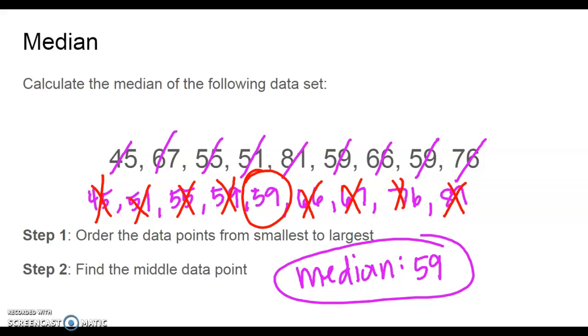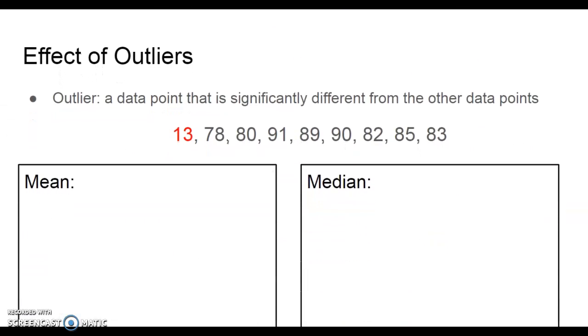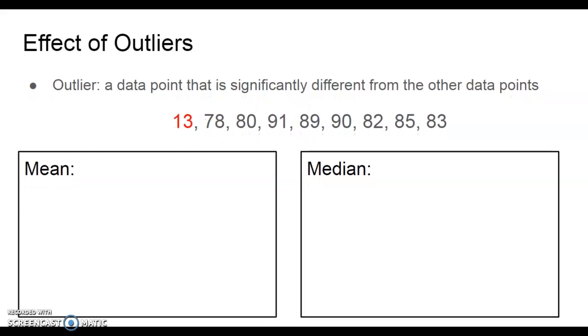Let's now think about a scenario where maybe one might be better than the other. To do that, we first need to think about outliers. An outlier is a data point that is significantly different from the other data points in a set. So looking at this data set that I've included here: 13, 78, 80, 91, 89, 90, 82, 85, 83. 13 is very clearly an outlier. None of my other data points are lower than 78, and they're all between 78 and 91. So 13 is significantly different than all of the other points in my data set.